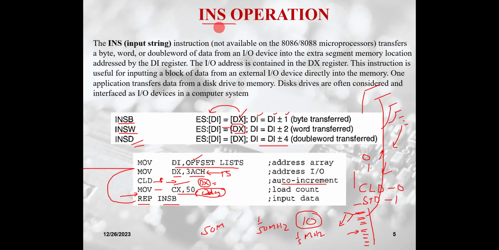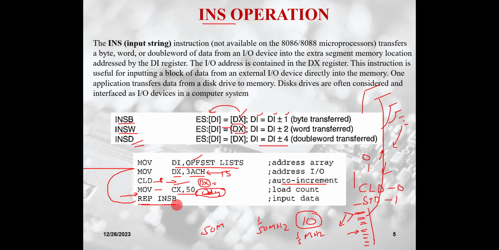Essentially what ins does is it gets the data from a port whose address is given by dx, and it feeds it into es:di, okay, and pushes the data into es:di and increases the value of di, okay. Now how you want to use it for a specific application depends on that.